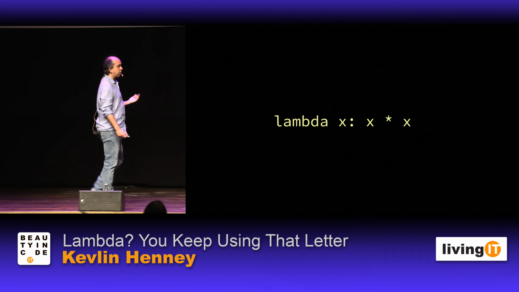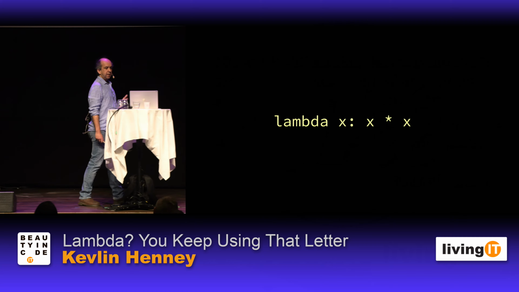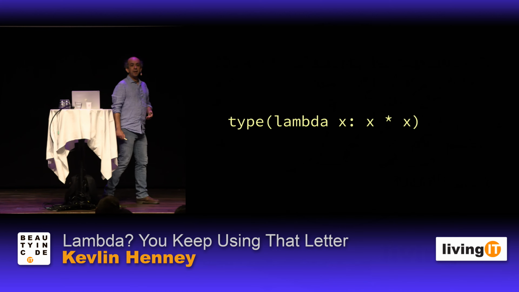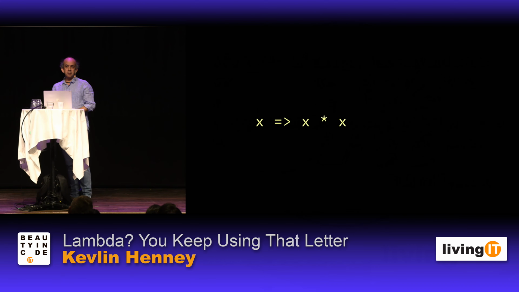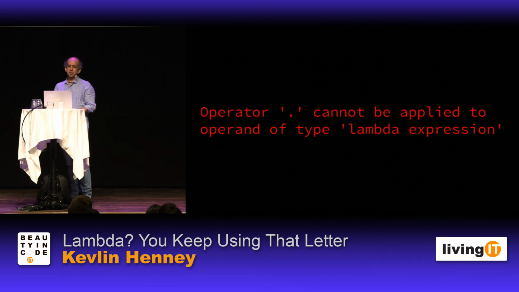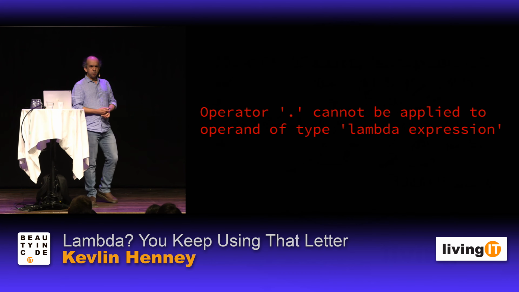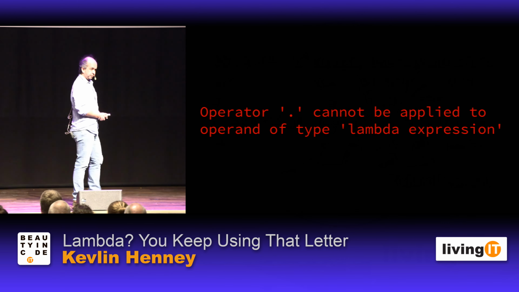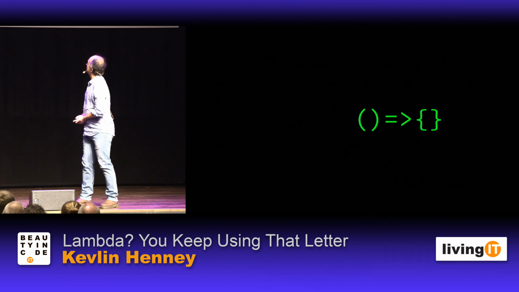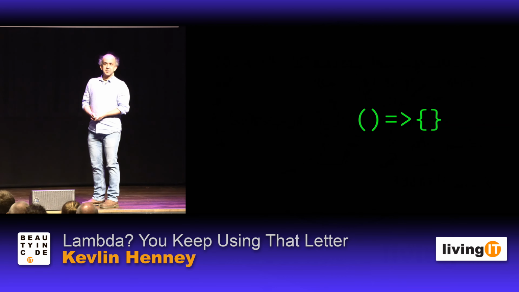I can do this as well in Python. I can say, here's my lambda, let me take the type of that, and it will tell me this is a class of function type things. That's great. Now, if I do this in C#, and I say, right, get me the type, it won't allow me to compile this. Operator dot cannot be applied to operand of type lambda expression. The logic being that you need to deduce some things. There's only one problem. There's nothing to deduce here. There's nothing there. I can tell you what the return type is. It's void. How can you tell? Because I can read.